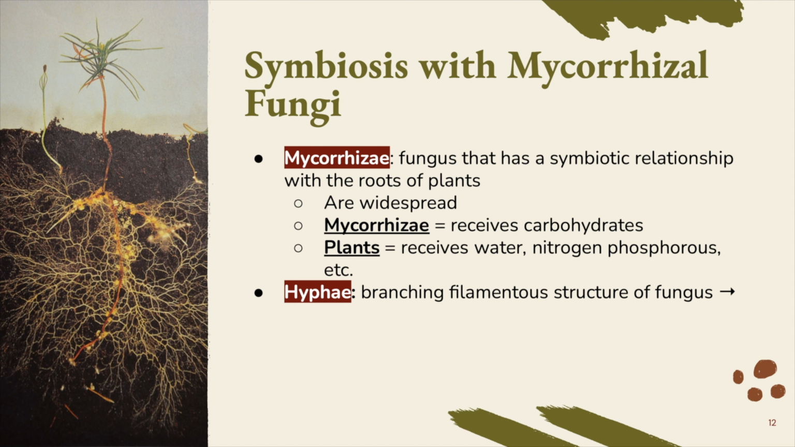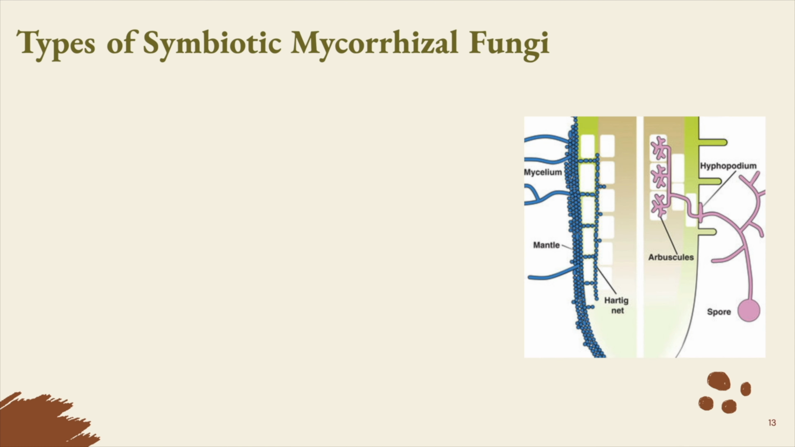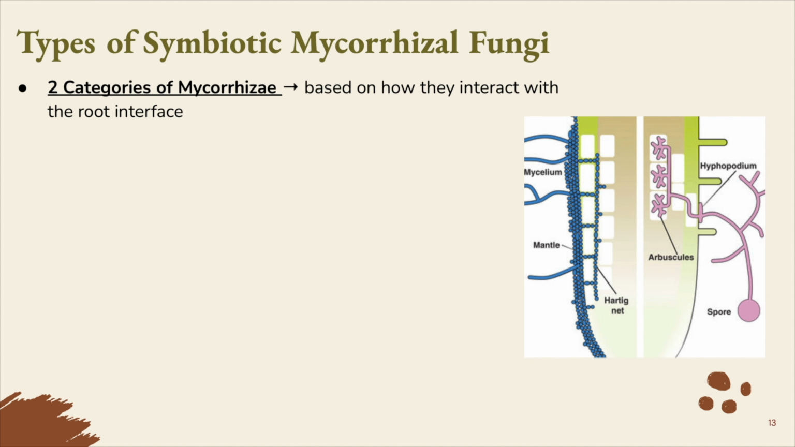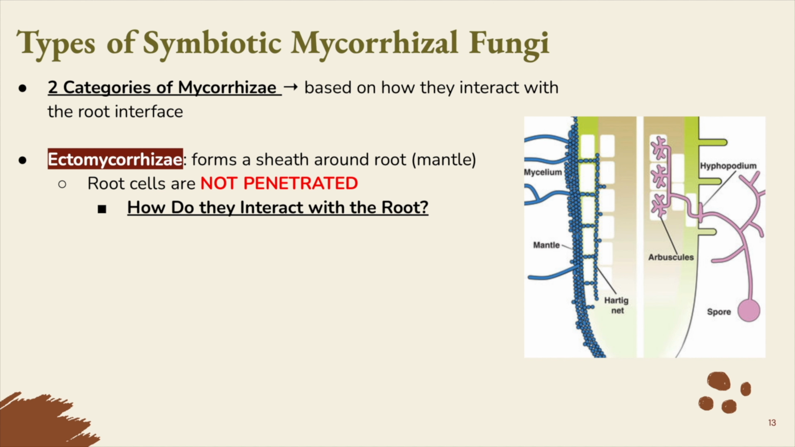Hyphae come in different sizes as well. Smaller or fine hyphae provide surface area for nutrient absorption, while on the other hand, larger or coarse hyphae support and provide nutrient transport. Mycorrhizae are split into two different categories based on how they interact with the root interface. Ectomycorrhizae form a sheath around the root, and as a result, the root is not penetrated. So how do they interact with the root? They form a Hartig net. Essentially, this is a network of hyphae that colonizes the apoplast of the epidermal and cortex cells.